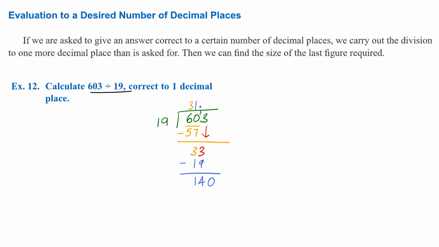Now is 140 divisible by 19? Yes, you can multiply by 7. If I multiply by 7, you will get 133, because 19 into 7 is 133. Now again, the remainder is 7. Add a 0 and it becomes 70. Then 70 is divisible by 3 again, so 57 and 13. It will continue like that.